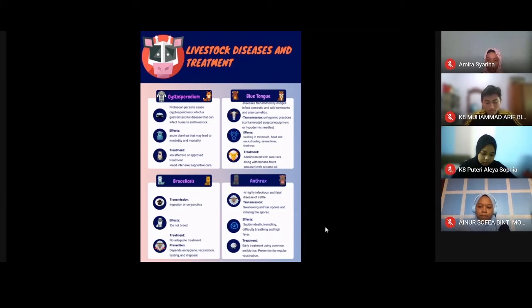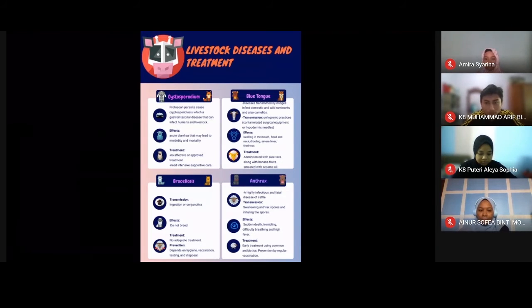One of the ways for them to transmit is by unhygienic practices, which is contaminated surgical equipment or hypodermic needles. The effects of bluetongue on the livestock are swelling in the mouth, head, and neck. They have drooling, severe fever, and tiredness.